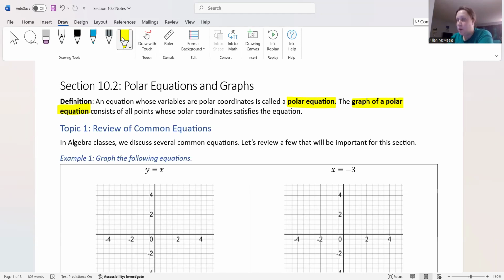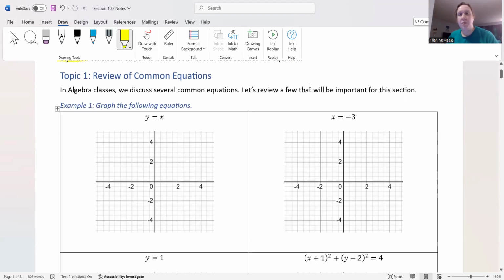If you go back to some generic definition for a regular old equation in the rectangular coordinate system, like something you would have looked at in Math 171, you would have a very similar definition to this. You would just say an equation whose variables are x and y is an equation, and the graph of an equation is all points that satisfy the equation. So we're just plugging in this world of polar coordinates now.